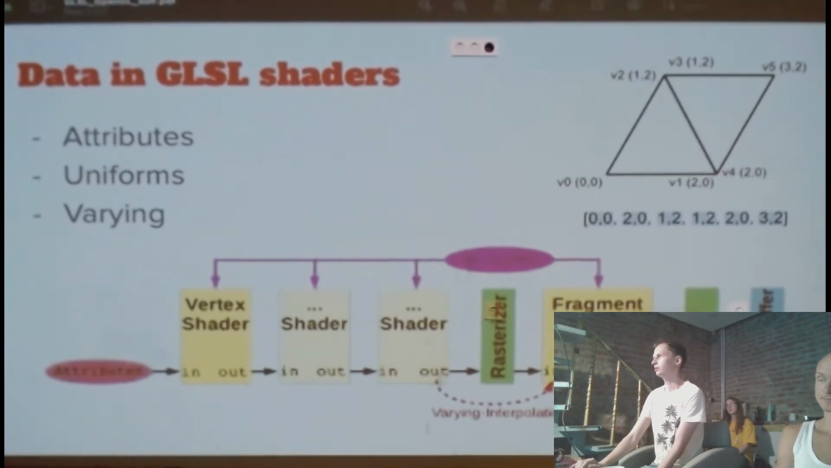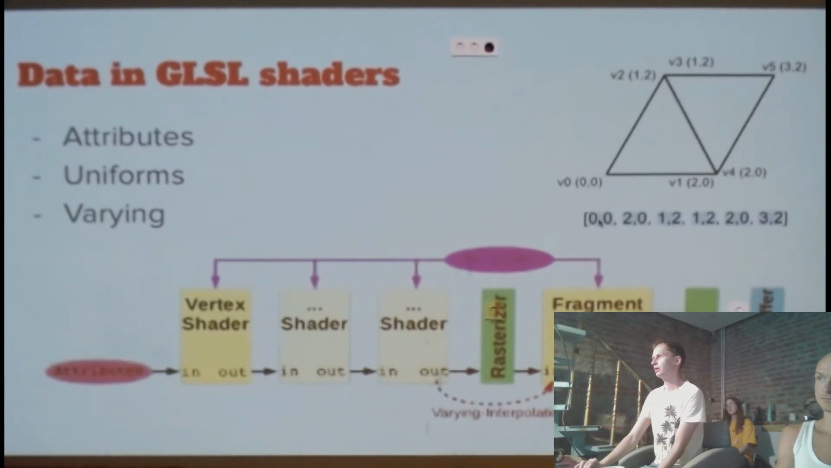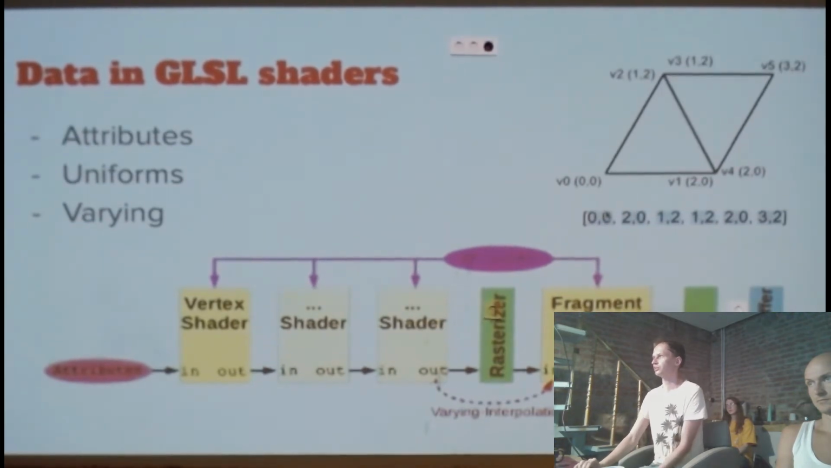Okay, here we have a triangle. For example, I pass in attributes. Each attribute is a coordinate, a two-dimensional coordinate, x, y, x, y, x, y. For example, we have six points here, and each attribute is just a two-dimensional point. So we pass it a buffer, which is a kind of array of data.